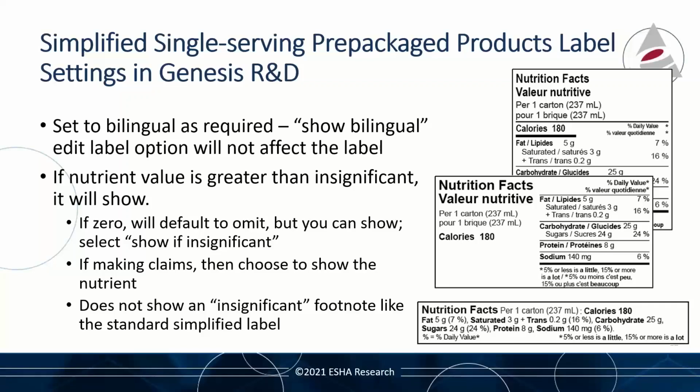For the additional nutrients, again, saturated fat, trans fat, sugar, and sodium, if the value is greater than insignificant, then those nutrients automatically show on the label. And for those nutrients, if the values are 0, by default, the label will omit those. Again, however, you can manually adjust the displays for those nutrients. One example, again, is if you're making a claim, like for cholesterol. Make a claim of cholesterol on your product packaging, then you want to show cholesterol in the label itself. And so there's a way to select that within Genesis. And again, the insignificant footnote does not appear on this label.